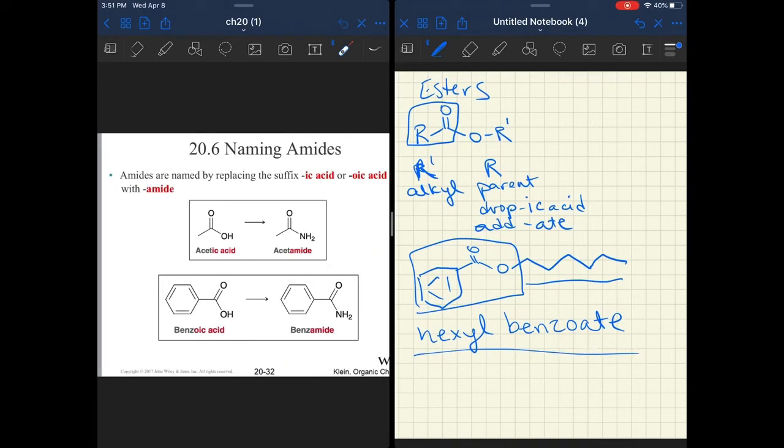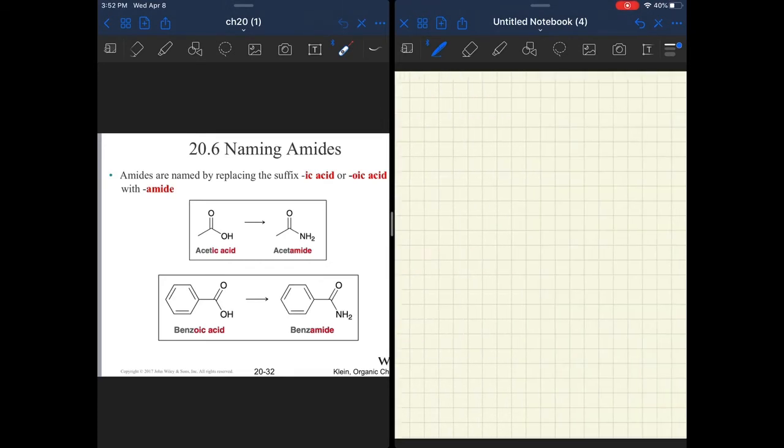I cannot impress upon you enough, you need to practice nomenclature this week. There is a lot of new little rules, none of which are horribly difficult on their own, but there's just a bunch of them at once, so make sure you're practicing.